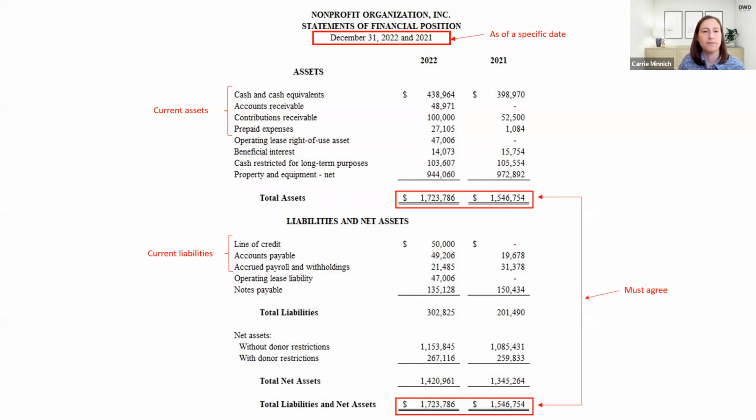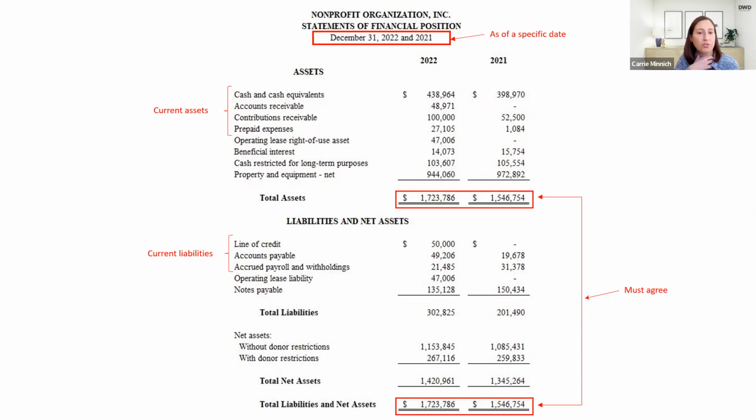And then when we're looking finally at the net asset section, again, I noted that we like to see the without donor restrictions larger than the with donor restrictions, because that means you have more money to spend on your daily operations. We also want to make sure that without donor restrictions is not negative.